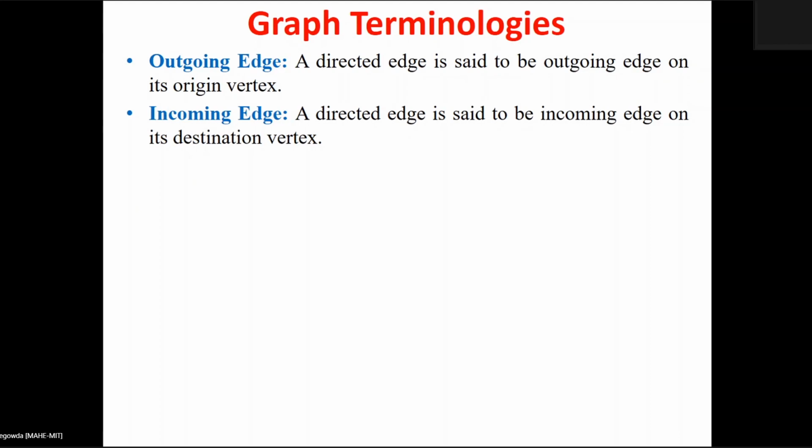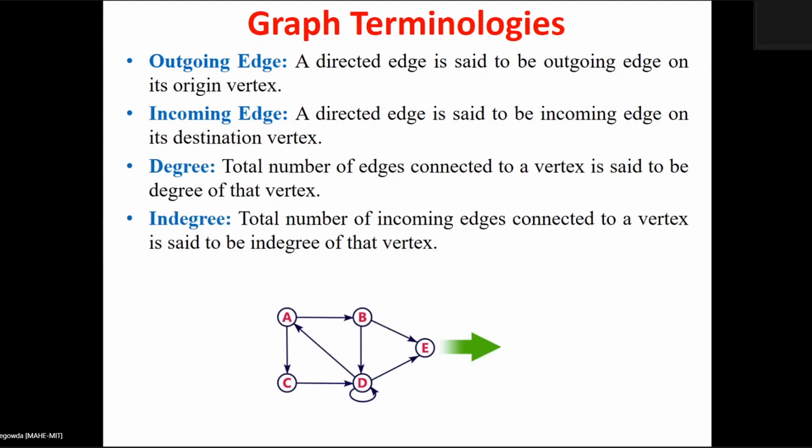Similarly, outgoing and incoming are self-explanatory. A directed edge is said to be an outgoing edge on its origin vertex. If you look at the edge A comma B, it is an outgoing edge at A, and this becomes the incoming edge at B.